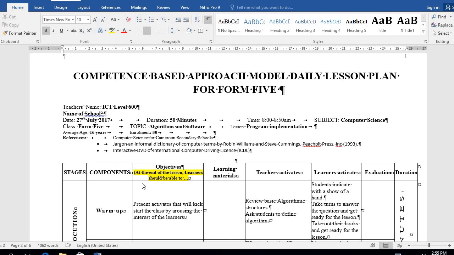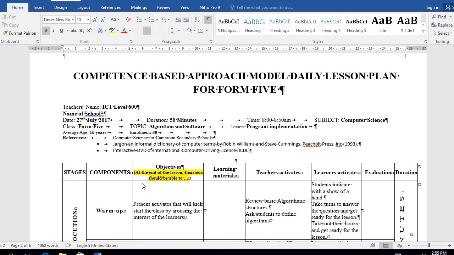This is an example of a competency-based approach model of a daily lesson plan for Form 5 Computer Science. As you can see, this is the presentation. In the presentation, you have the preamble. The first part is the preamble, where you have teacher's name, name of school, date, the class, average age, the duration, the topic, the lesson, the enrollment, the time, and the subject.